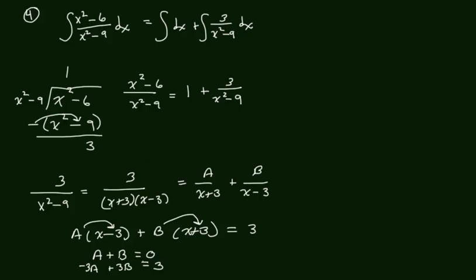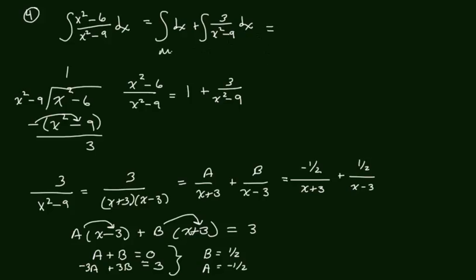And that system will solve to find values of b to be 1/2 and the value of a to be negative 1/2. So it looks like this: negative 1/2 over x plus 3 plus 1/2 over x minus 3, like that. So where are we here?